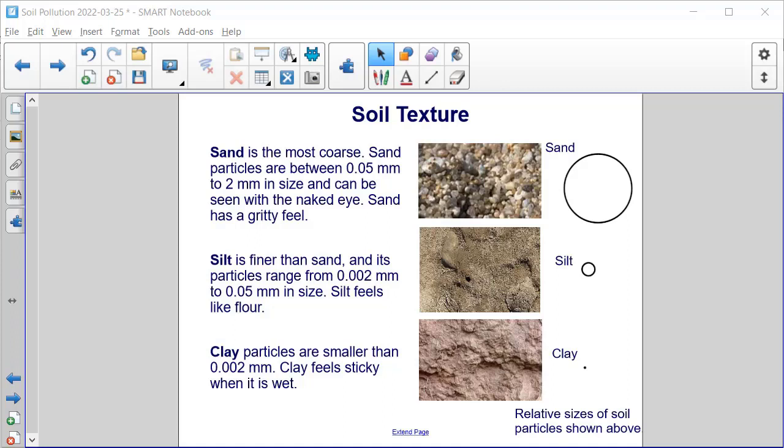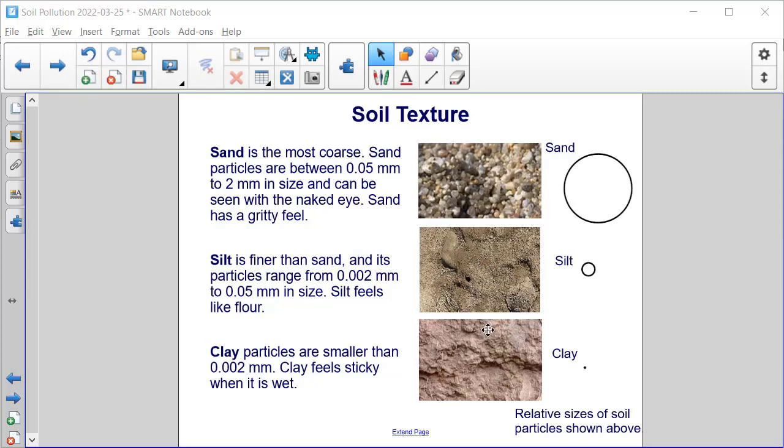Sand is the most coarse. You can see it in the image on the top right. Sand particles are between 0.05 millimeters and 2 millimeters in size and can be seen with the naked eye. Sand has a gritty feel. Silt, the next sample here, is finer than sand, and its particles range from 0.002 millimeters to 0.05 millimeters in size. Silt feels like flour.